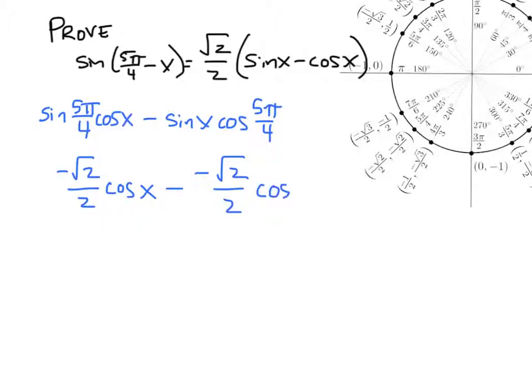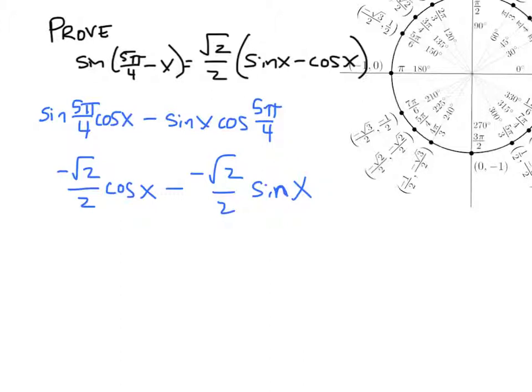Oh, I'm sorry. It's the same thing, though, because what I meant to say was that the cosine value of 5 pi over 4 is also the same thing. So, again, we have negative square root of 2 over 2 sine x. Sorry, to anyone watching this.